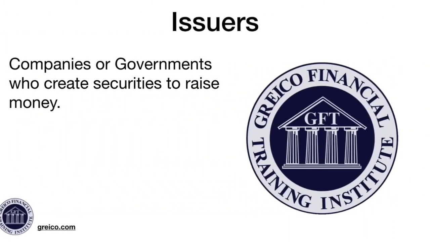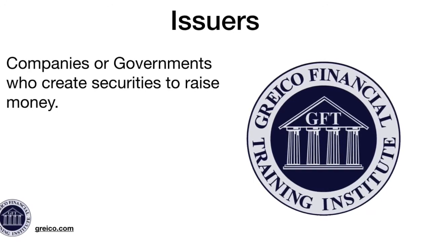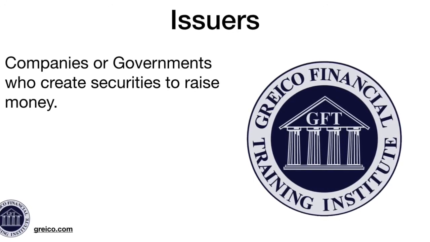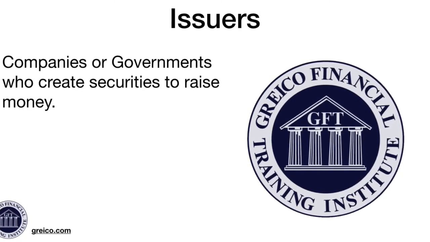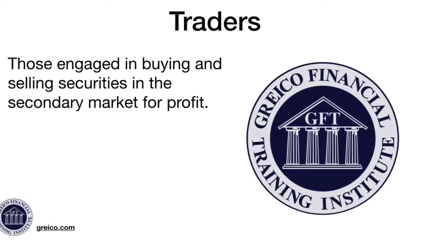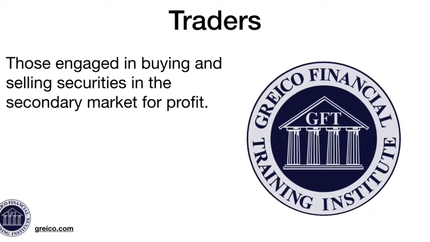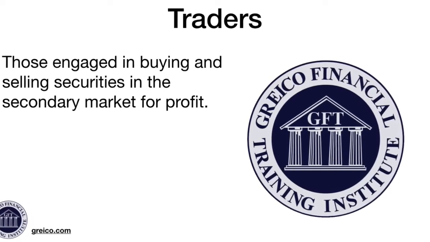Issuers. These are companies or governments who create securities to raise money. So when a company issues stocks or bonds, or when a government, like the US government, issues Treasury bonds, they are issuers of those securities. A trader is anyone engaged in the buying or selling of securities in the secondary market for profit. So they're just looking to buy at one price, sell at a higher price.